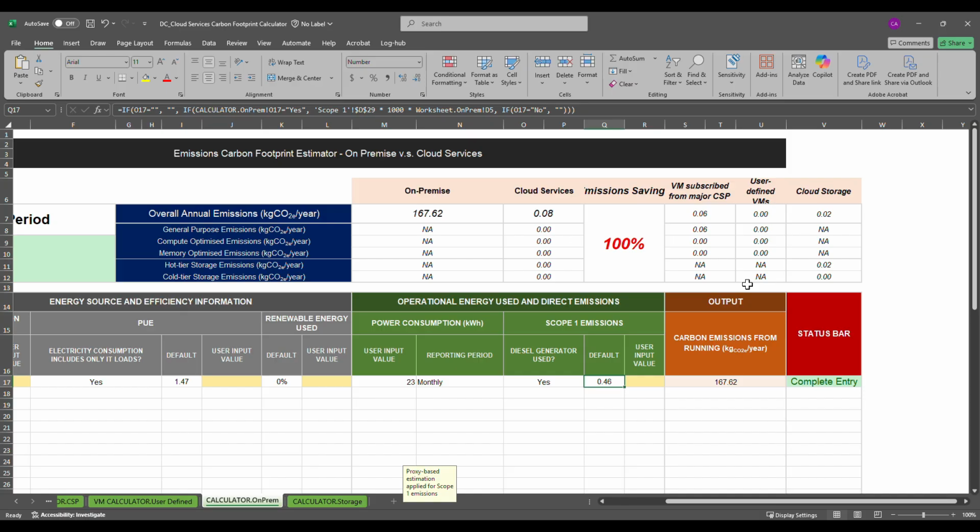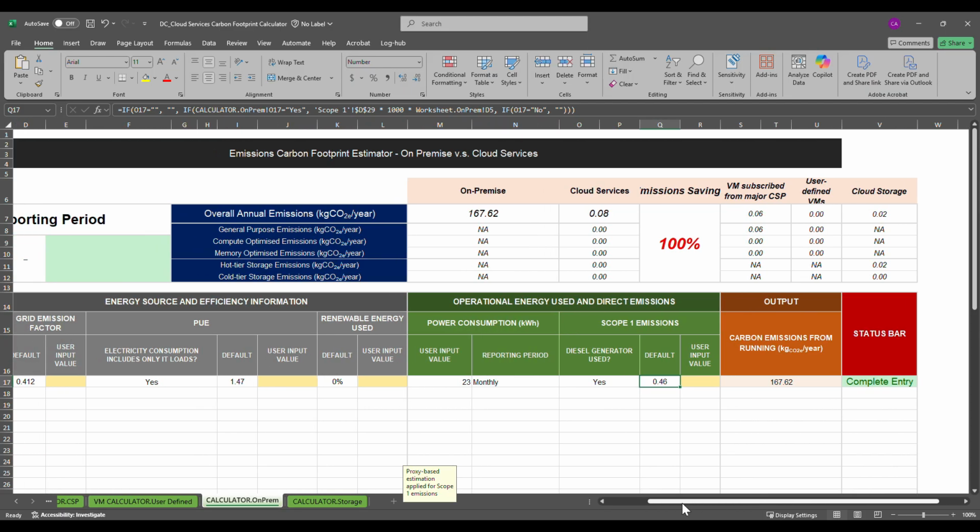Returning to the top section of the sheet under the Emissions Summary Report, you should now see the total emissions of your on-premises data center. If you have also entered VM data into the other calculators using similar specifications as your on-premises setup, you will be able to compare the two results side by side. This allows you to observe the emission difference between operating on-premises and migrating to a cloud service provider (CSP).